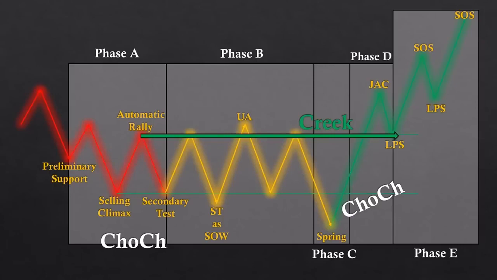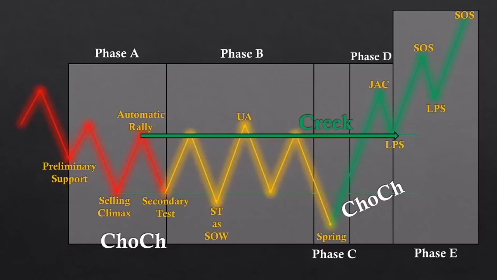Phase B is the construction of the cause, the sideways movement that precedes the new trend or the effect, as the Wyckoff method calls it. In the case of an accumulation, we have the upthrust action, which is the test of the upper limit of the range established by the peak of the automatic rally, and the secondary test as a sign of weakness, which is the test of the lower limit of the range established by the trough of the selling climax.